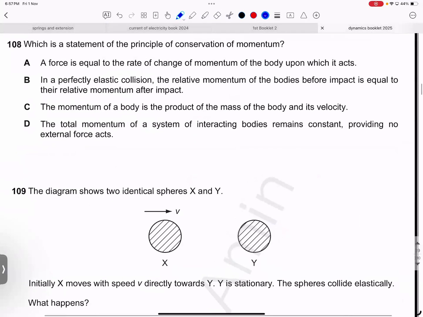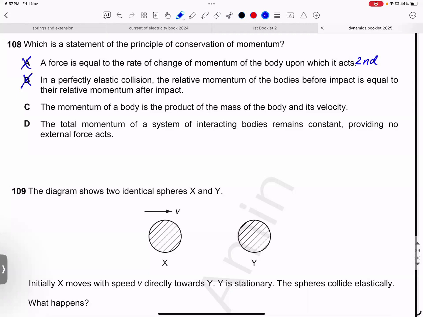Which statement is the principle of conservation of momentum? Total linear momentum of an isolated system is constant. Force is equal to rate of change in momentum: this is the second law. Perfectly elastic collision, relative speed of approach: this is elastic collision. We don't want that. We want the principle of conservation of momentum.